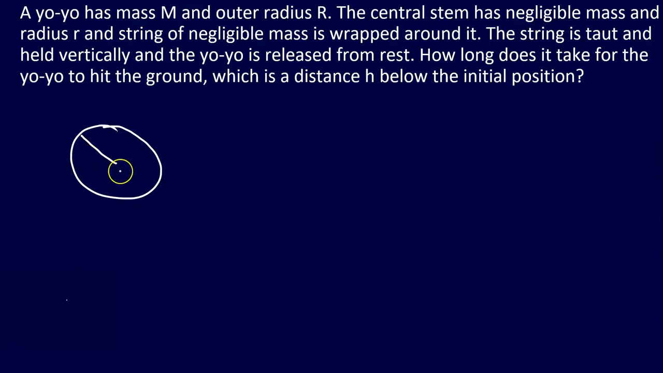This looks more like an R. The central stem has negligible mass, so that's like a little tiny piece here, with radius little r. So maybe I'll make it a little bit bigger. And this is the part that the rope is wrapped around. Again, it's got a little radius r, and this is where the rope is acting here. So that's our model of a yo-yo.